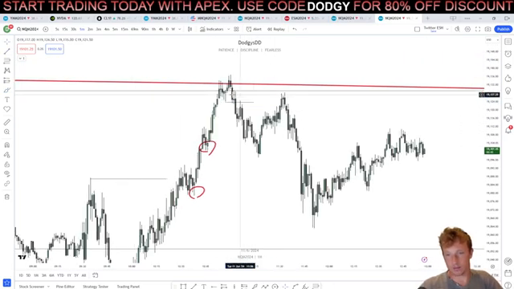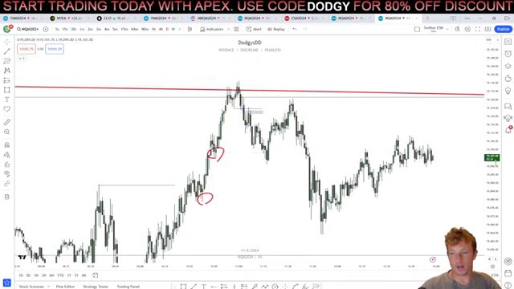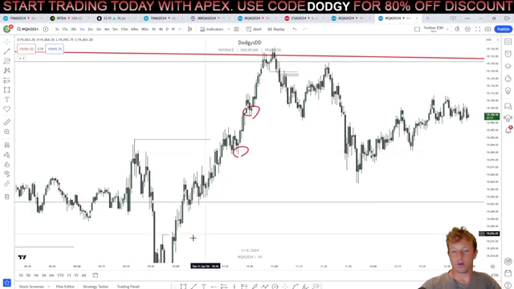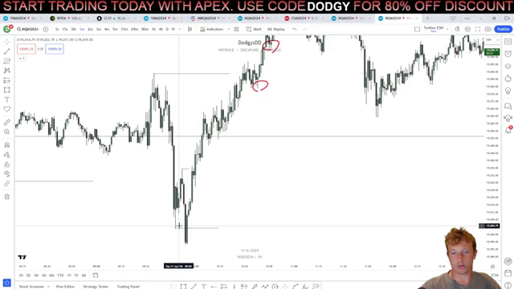Well, we just end up going down. We get a model to the short side of this fair value gap. Because we're now in the premium of the range, we're now expecting a market structure shift. You wouldn't expect a market structure shift down here because we're too low in the range.